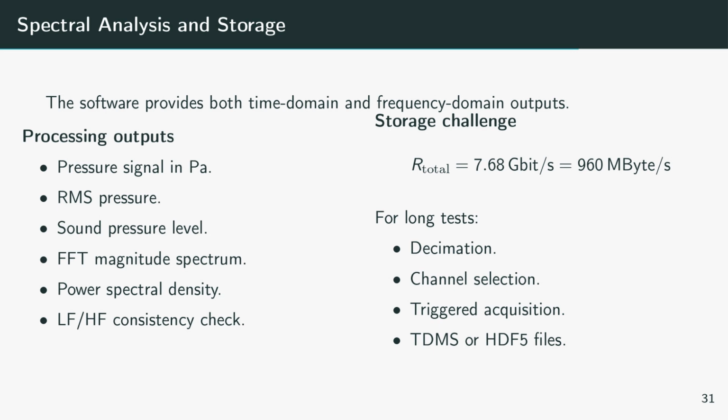This means that continuous full-rate storage is only practical for short acquisitions or a very high-performance storage system. For long tests, we need to reduce the amount of data. We can use decimation, channel selection, or trigger acquisition. The recommended formats are TDMS or HDF5 because they can store large binary datasets together with metadata.